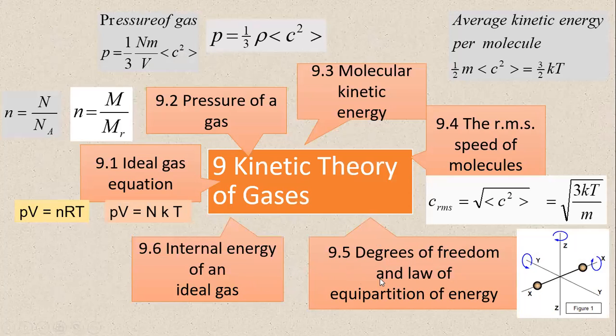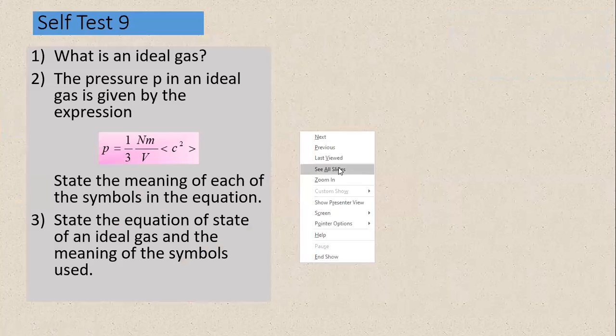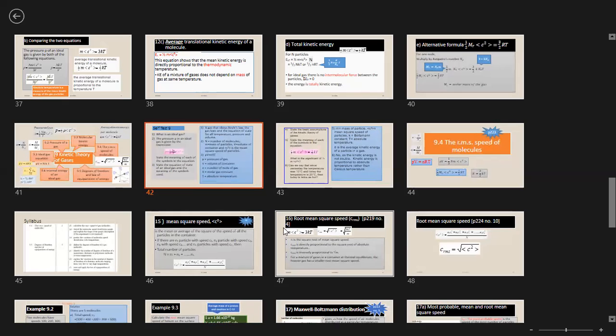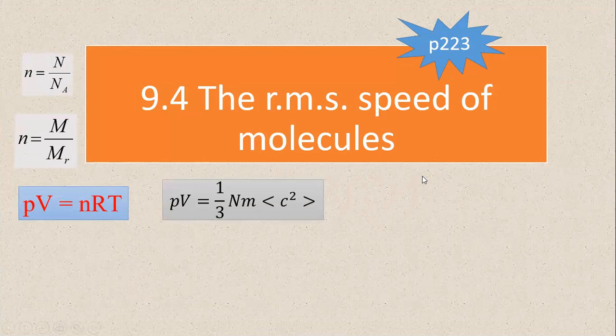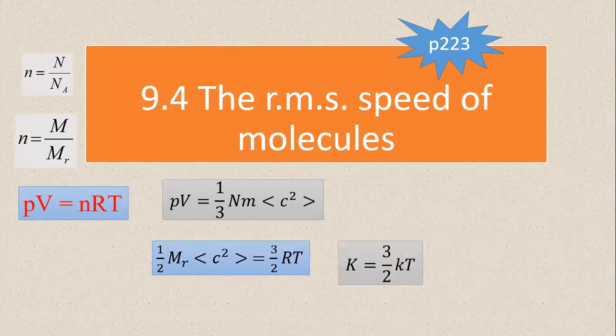We are now going to degrees of freedom and the law of equipartition. Page 223. As I say, all these formulas, the only way to remember them is to try the past year questions. Instead of writing kinetic energy, we just put K. This is for one particle.